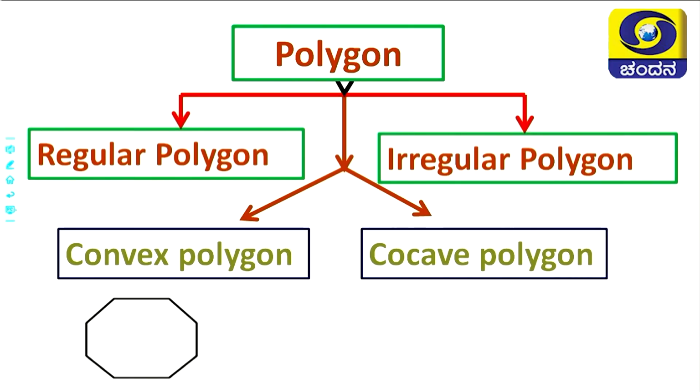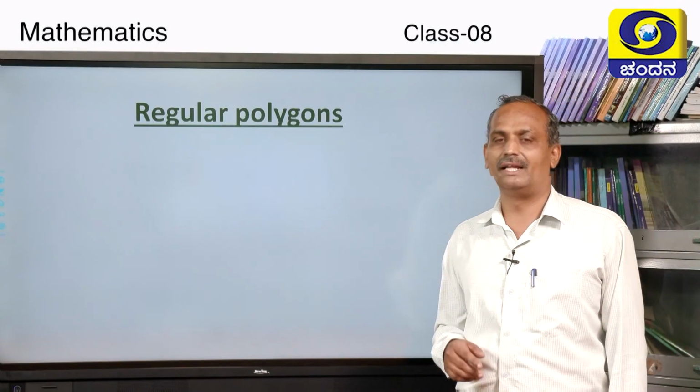What are those? Convex polygon is shown there, it is a closed figure. Concave is also closed, but you can see how the structure is shown in the diagram. You can see many such examples in your textbook. What are regular polygons? Let us define those.